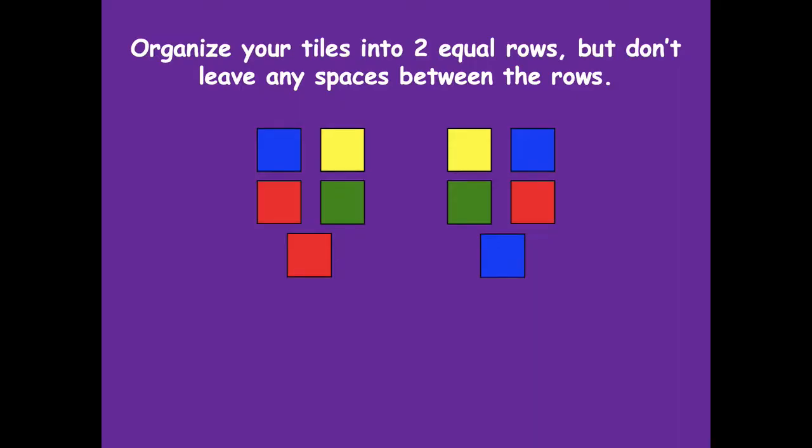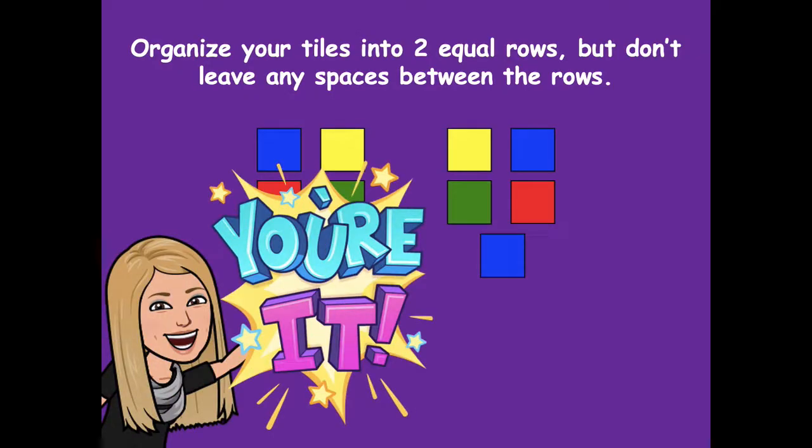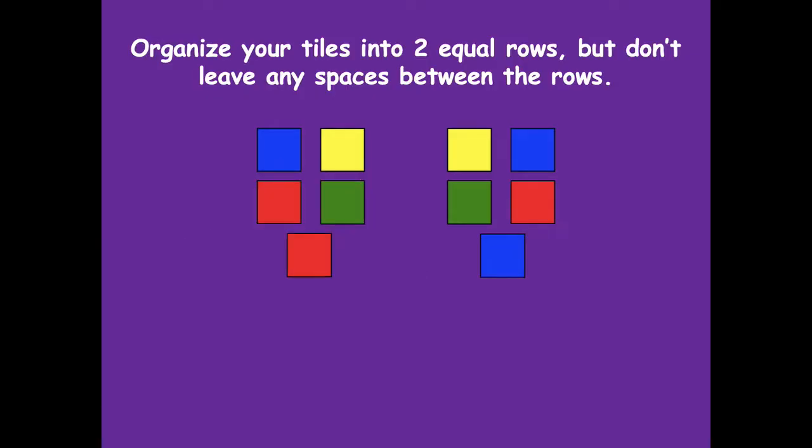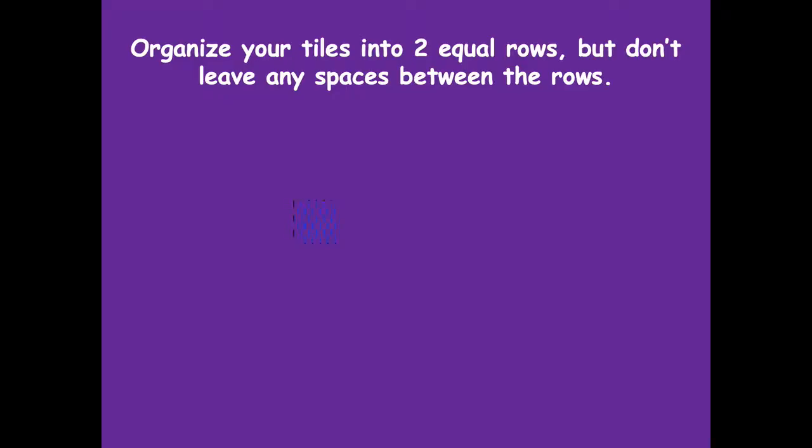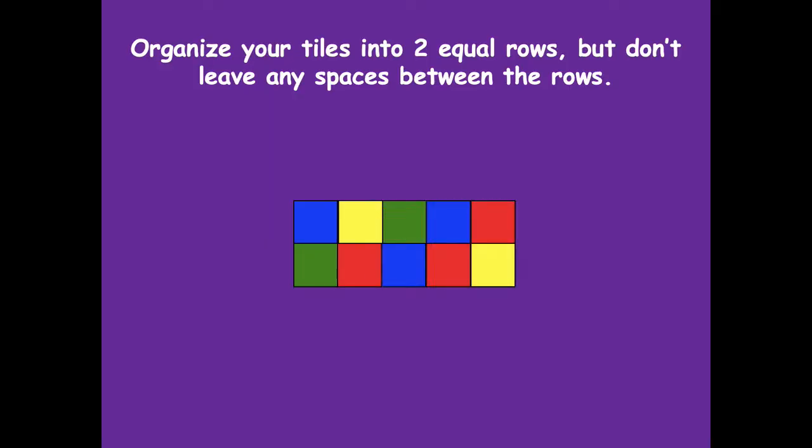So we're going to organize our tiles into 2 equal rows, but don't leave any spaces between the rows. So pause the video, take those 10 tiles, put them into 2 equal rows, and then click play when you're ready for the next step. All right, friends. For me, I like to start off with saying these are my 2 rows. And then I'm just going to put 1 in each row at a time until I get to 10. So I have 2, 3, 4, 5, 6, 7, 8, 9, 10 to make sure I don't forget anything.